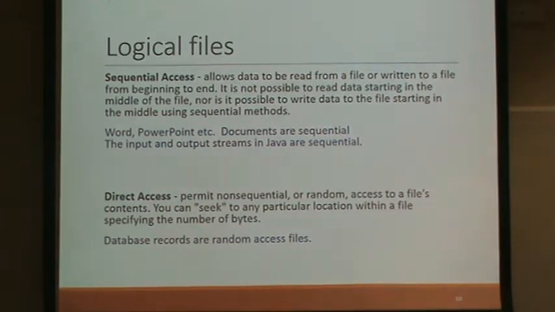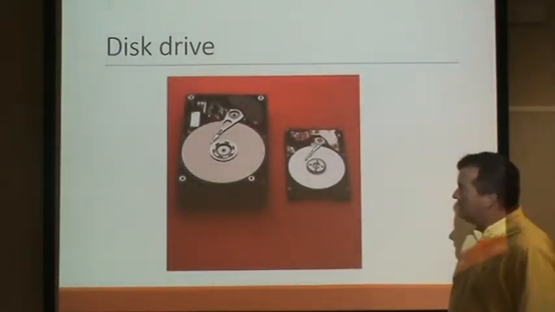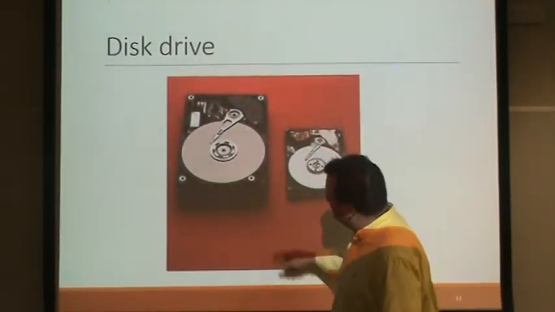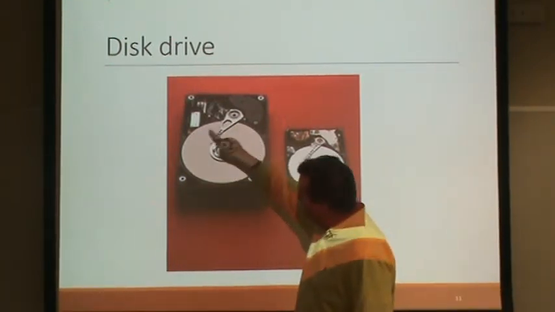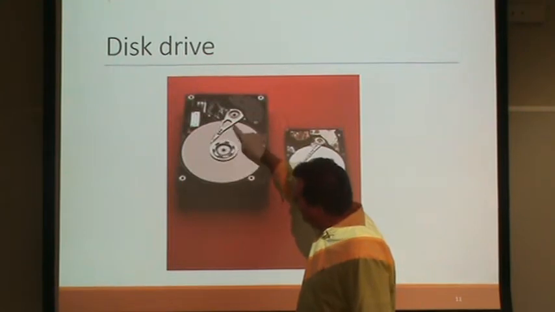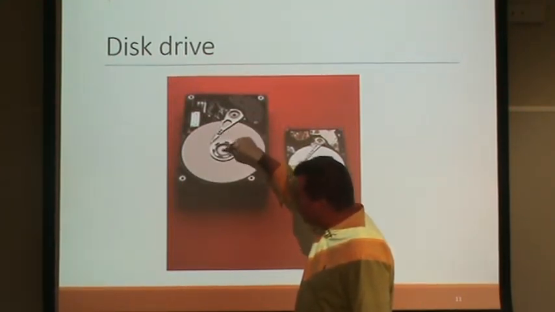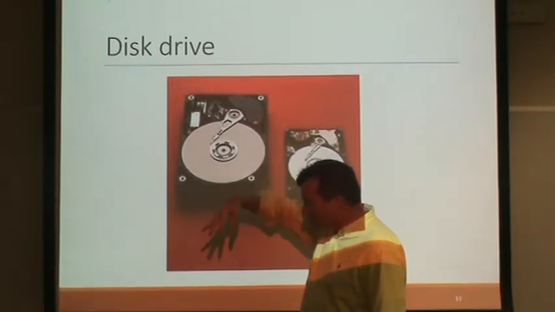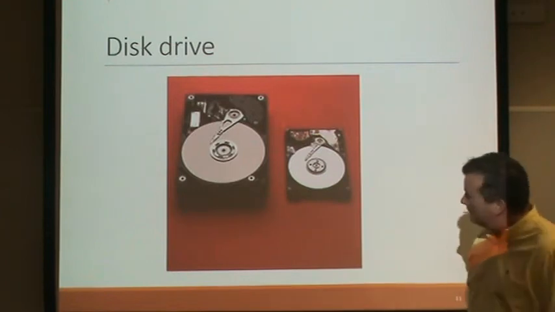So those are from a logical point of view. Now we have to store these files out on a disk drive. Here's a picture of the inside of a disk drive. We have a disk spinning around, and there's a read-write head that has a laser. It can write to the disk, and if it has a light, it can bounce off the disk and catch the reflection and see what the data is on it.